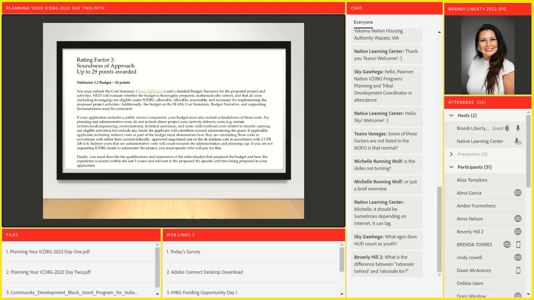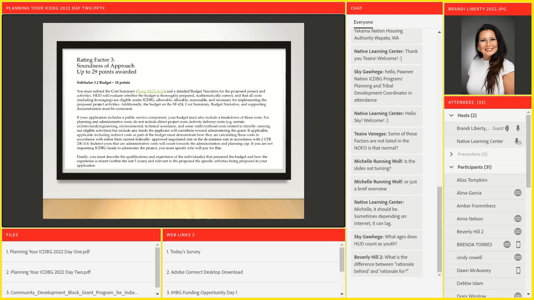If your application does include a public service component, like we talked about yesterday, as far as maybe you're doing down payment assistance and setting aside 15% for something like that, your budget also must include a breakdown of those costs within that budget plan.